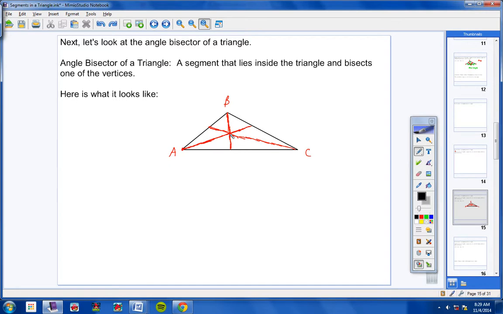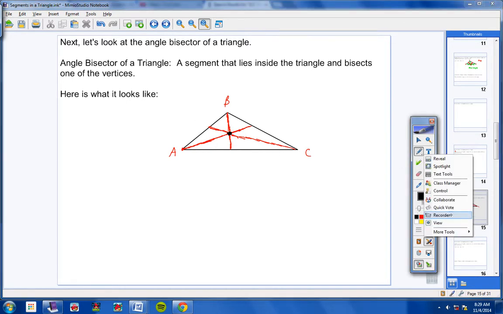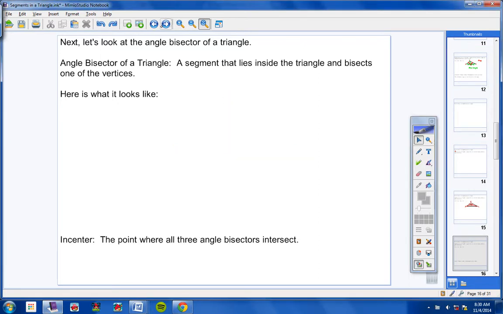So this point right here, where all three angle bisectors intersect, does have a name, okay? This point here does have a name. I'll give you guys a couple more seconds to get caught up here, okay? Make sure you have this definition written down, and make sure that you have this triangle drawn here with these three angle bisectors. Okay, moving on now.